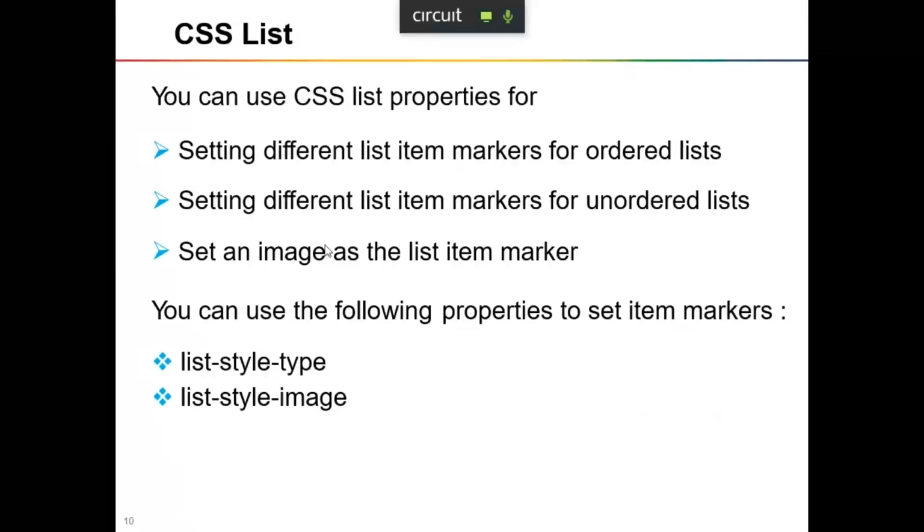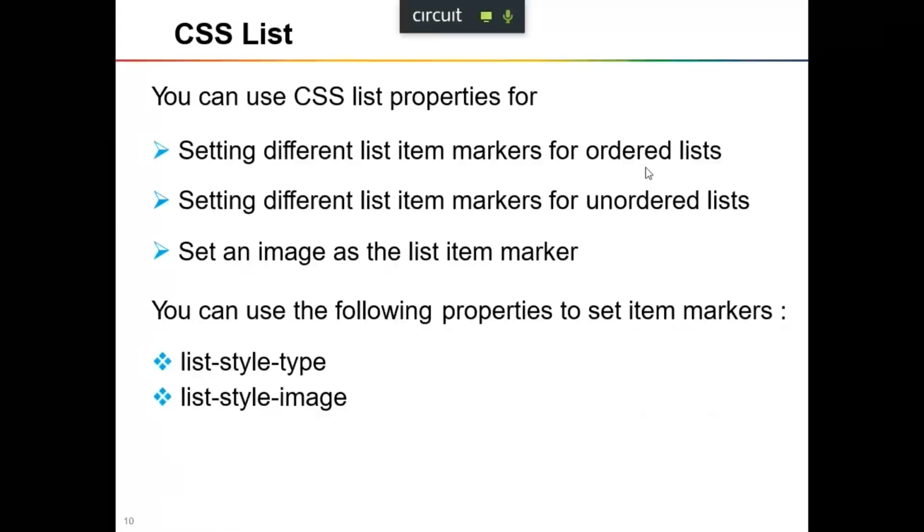So as you see here, CSS list properties are for setting different list item markers for ordered list and unordered list. First of all, you should know how to create an ordered list and how to create an unordered list using HTML, right? And then you have to implement the CSS style for ordered list as well as unordered list.